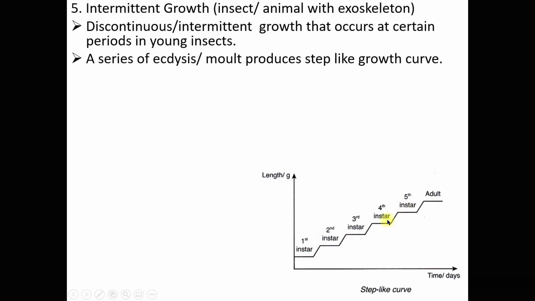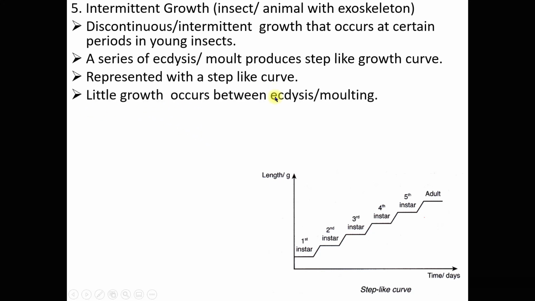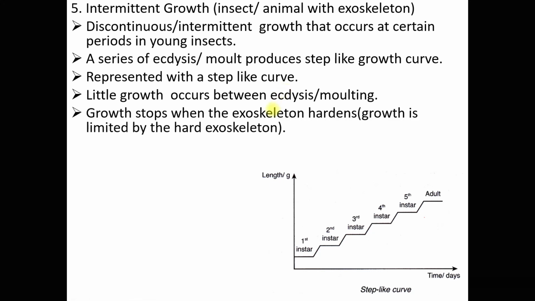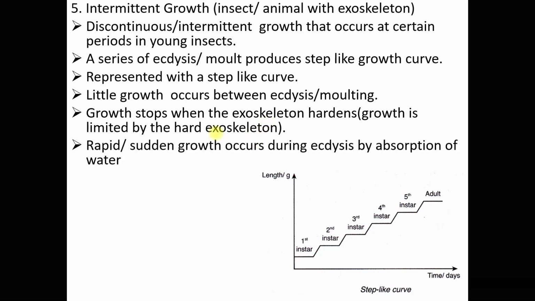This is not sigmoid. This is a step-like growth curve. Don't confuse it with the unlimited growth pattern. So this intermittent growth pattern can be represented with a step-like curve. Little growth occurs between ecdysis or molting. The growth stops when the exoskeleton hardens, because growth is limited by the hard exoskeleton. Now, rapid or sudden growth occurs during ecdysis by absorption of water.